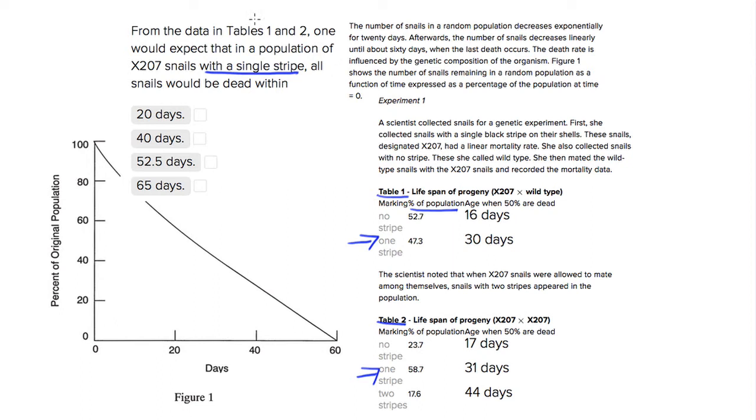So if we look at our choices, 20, it's not even half will be dead. 40, a little bit more than half. 52.5, not quite double. 65, so this is a reasonable amount, because if about 50% are dead within 30 days, then 65 gives you even more leeway. So they should all be dead then. So choice 4 is correct.